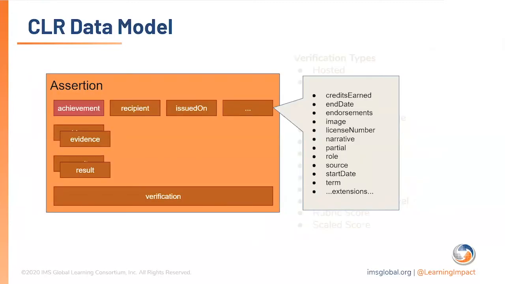The assertion class is used to assert an achievement. That's why you'll hear me call it an achievement assertion. The assertion class has information that is specific to the recipient, such as who it was issued to, when it was issued, and the evidence and assessment results that back up that assertion.